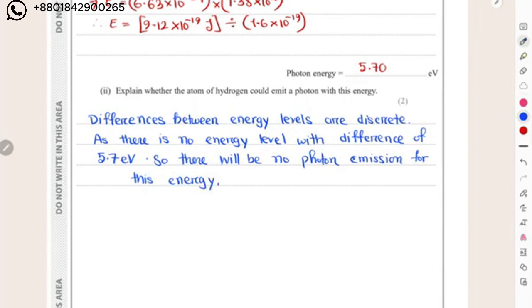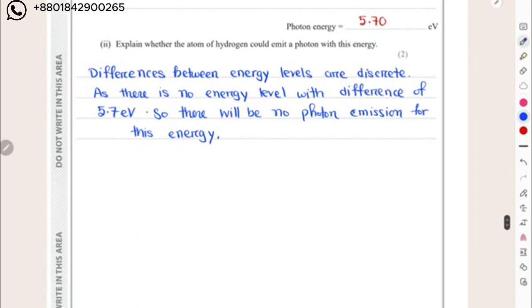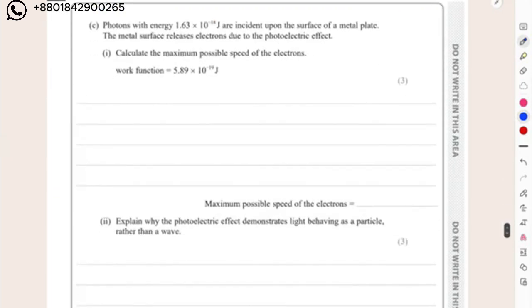Right. So with this, our entire 17b2 ends. I hope it was clear. Moving on to 17 C1.